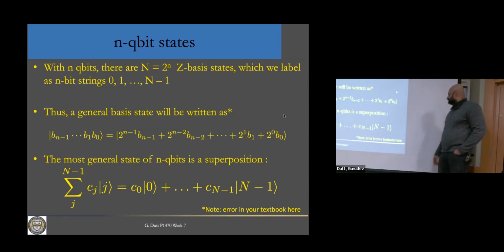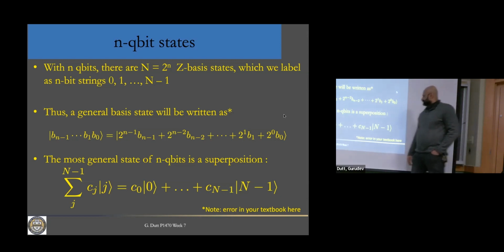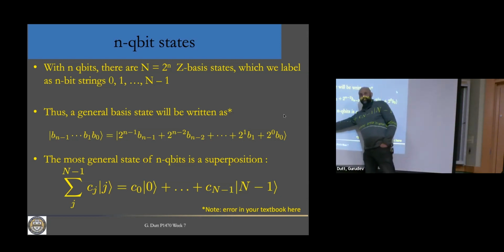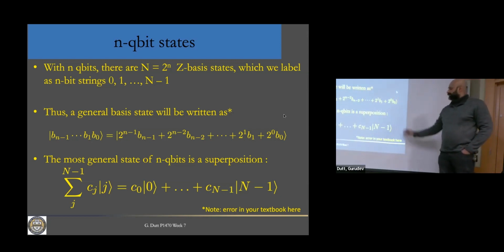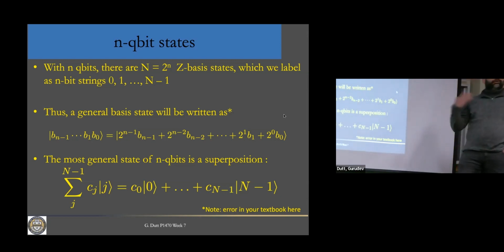Anyway, coming back to this, the summation with j equal to 0 up to n minus 1 of C j times ket j. Okay, so that's now our even more compressed notation.